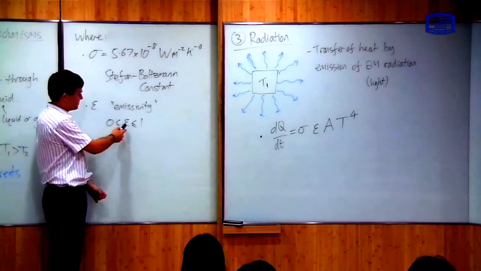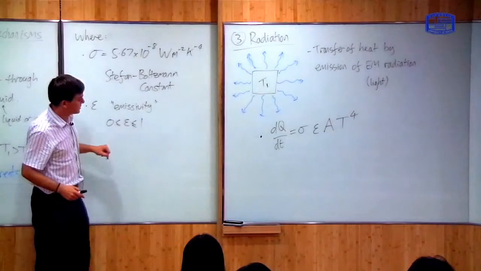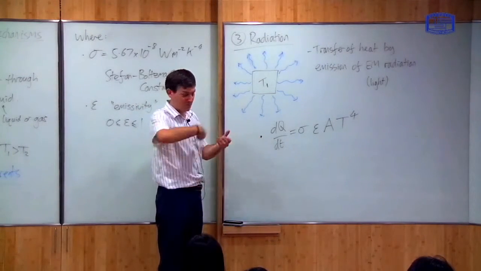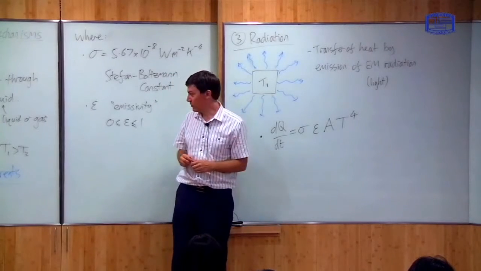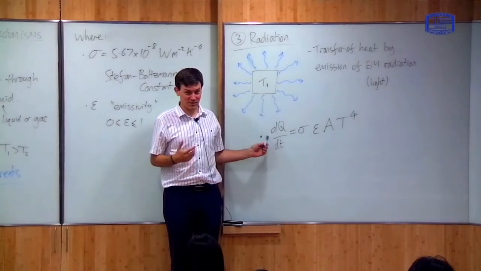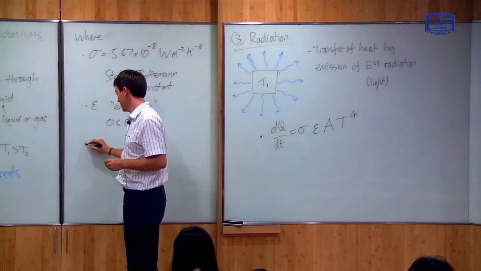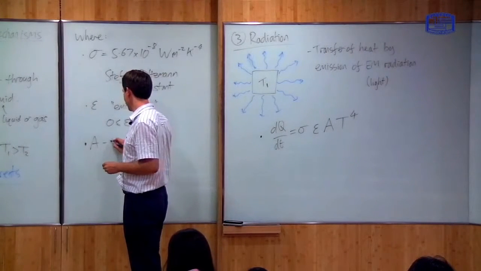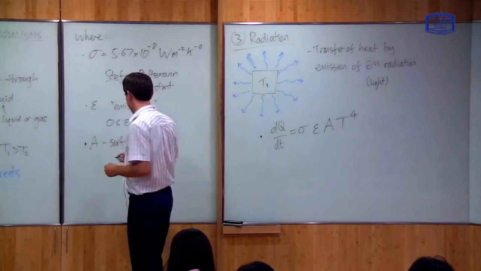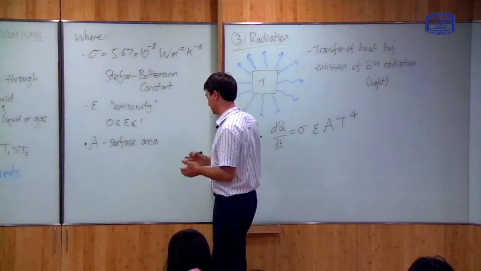So for silver foil, epsilon is about 0.05. This means that epsilon is small, which implies that the rate of heat transfer is small. So if you wrap your potato or whatever in silver foil, then it will maintain its temperature for longer because the heat transfer is less. Okay, so that's the emissivity. A is the surface area. And T is the temperature, which I don't really need to define.